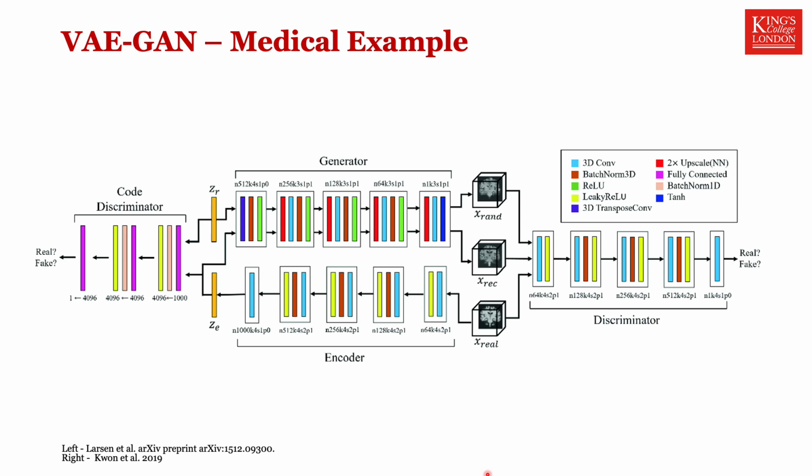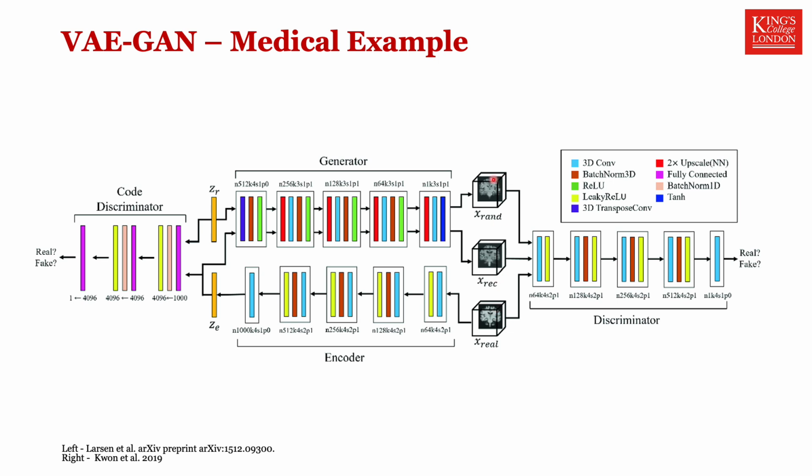This has been used in the medical imaging setting now in a couple of papers. For example, here is a paper where they were taking a real image, putting it through an encoder. The encoder was getting it to some code space Z. Then this code space Z was being decoded, or generated back, to have an X reconstructed. You would also do another step where you generate a random vector Z, which is going to generate this reconstructed random image.